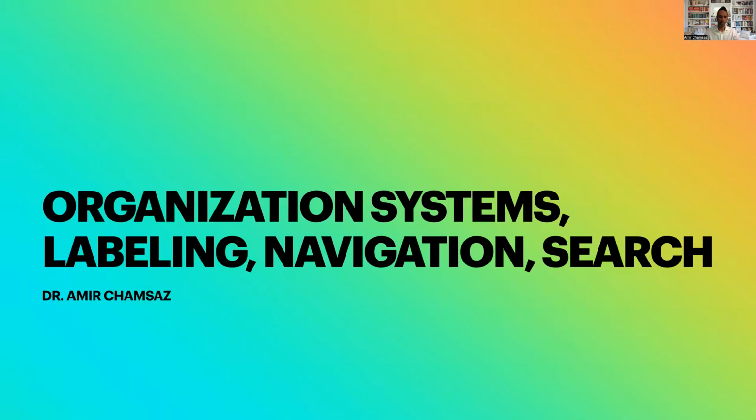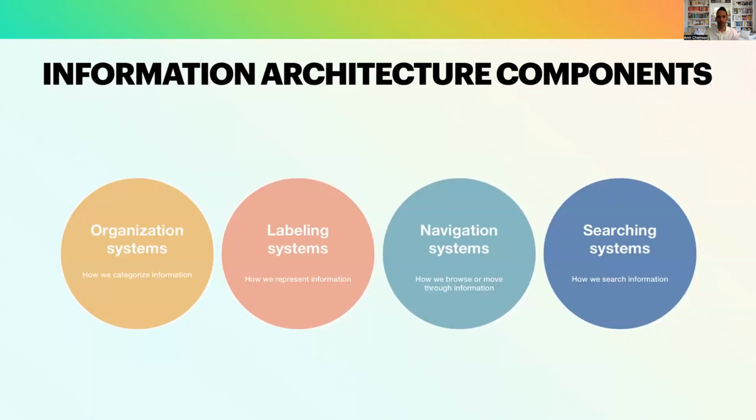All right. Organization systems, labeling, navigation, search. Information architecture consists of four main elements. The organization systems, which describe how we organize and group information; the labeling system, which focuses on how we label things and present it on the interface; the navigation system, which describes how users would browse or move through our interface and the information that's presented there; and searching systems, how we search and find information.